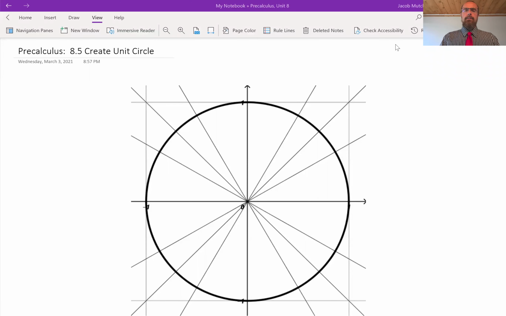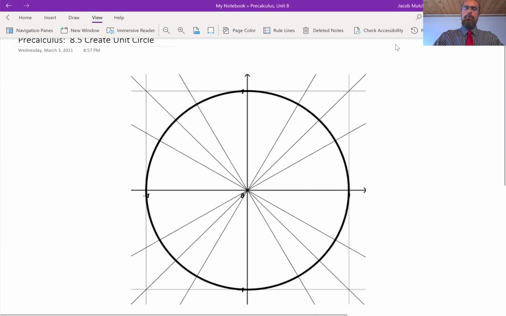Welcome to Pre-Calculus. Today we will investigate how to create the unit circle. We'll start with a circle that's got a radius of 1. So you can see as we've got our diagram here, this circle passes through the points (1, 0), (0, 1), (-1, 0), and (0, -1). So it's definitely got a radius of 1.